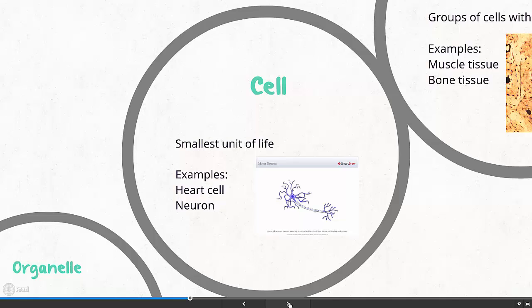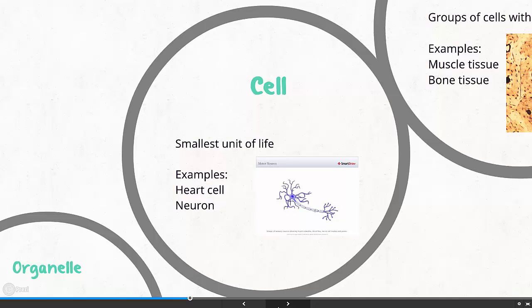We talked about this in LO1. A cell is the smallest thing that is considered alive. So in humans, you have heart cells, you have neurons, which is this picture here. That's a special type of cell. Bone cells, skin cells, lots of different types.